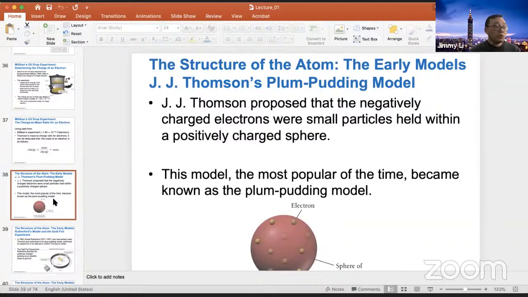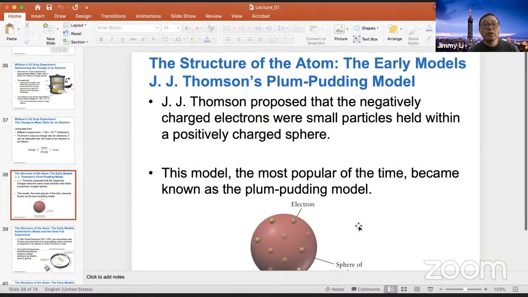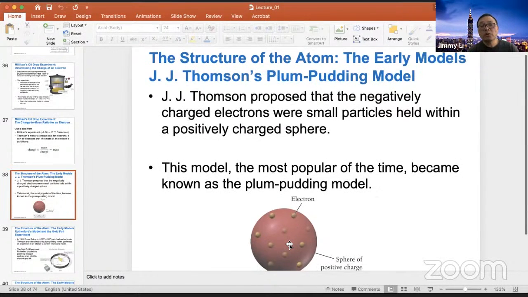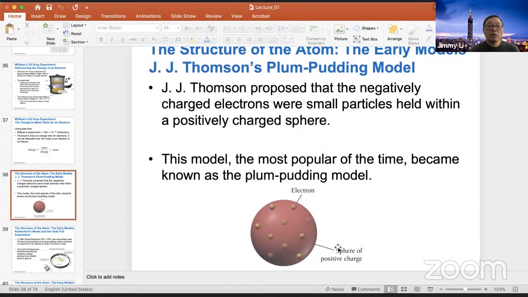In the early model in late 1800, 1897, Thomson proposed something called the plum pudding model. It was a very popular model at that time. He proposed that the negatively charged electrons are very small particles held within a positively charged sphere.